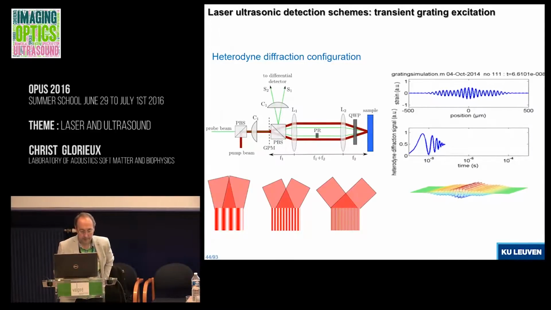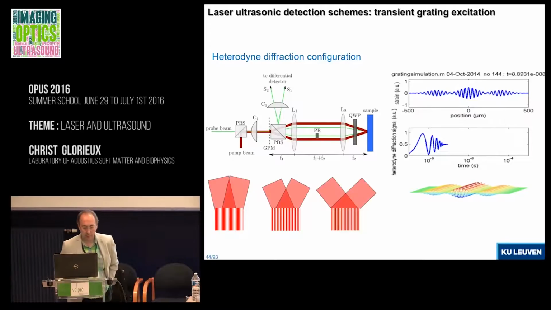Why? Because the setup is as follows. The pump beam is going to a phase mask, a diffraction grating. So here it is split in two beams. The beams are joined again on the sample, so there they are crossed. That's for the pump beam. So it's making this spatially periodical wave packet, which, when it is an acoustic wave, is converted into a temporally periodical wave packet.